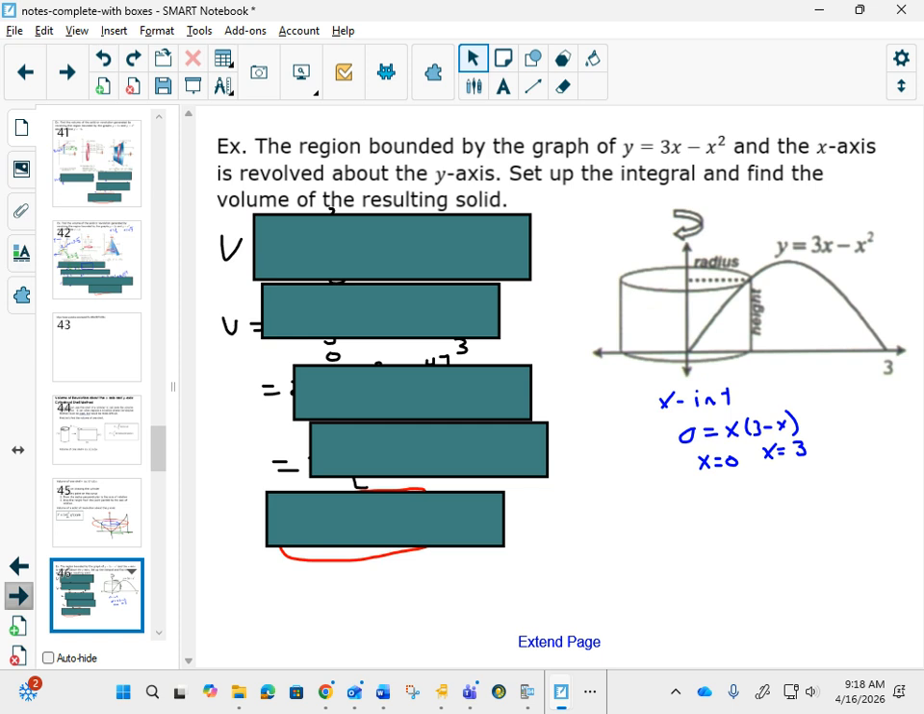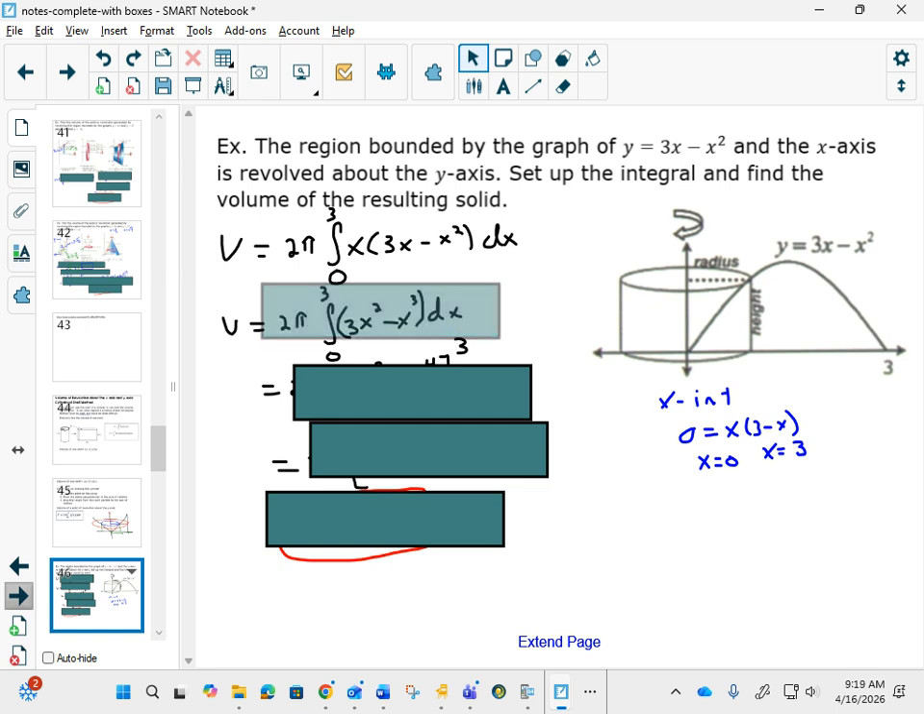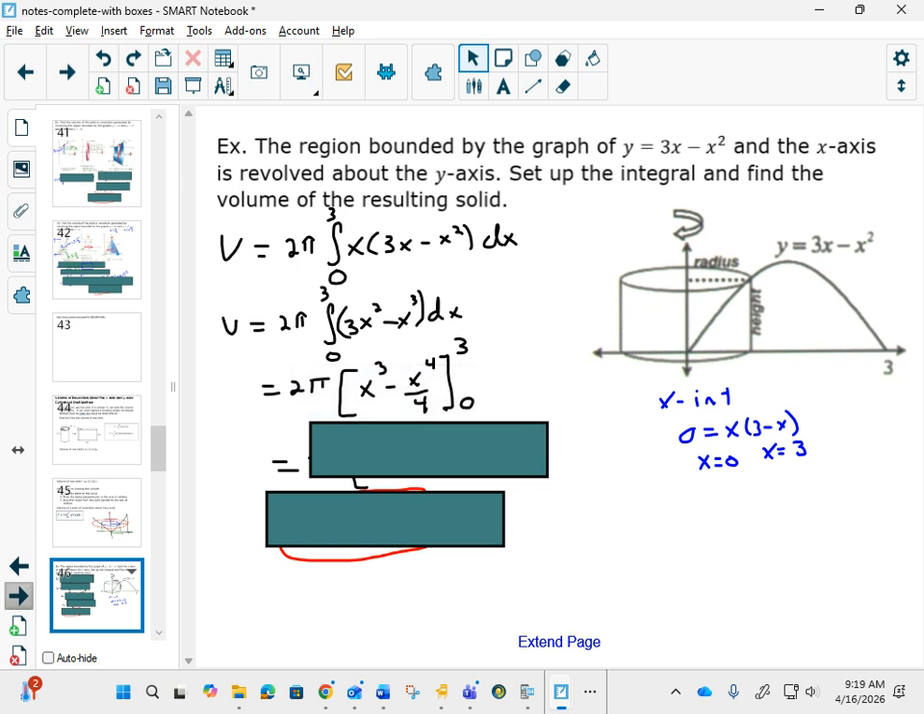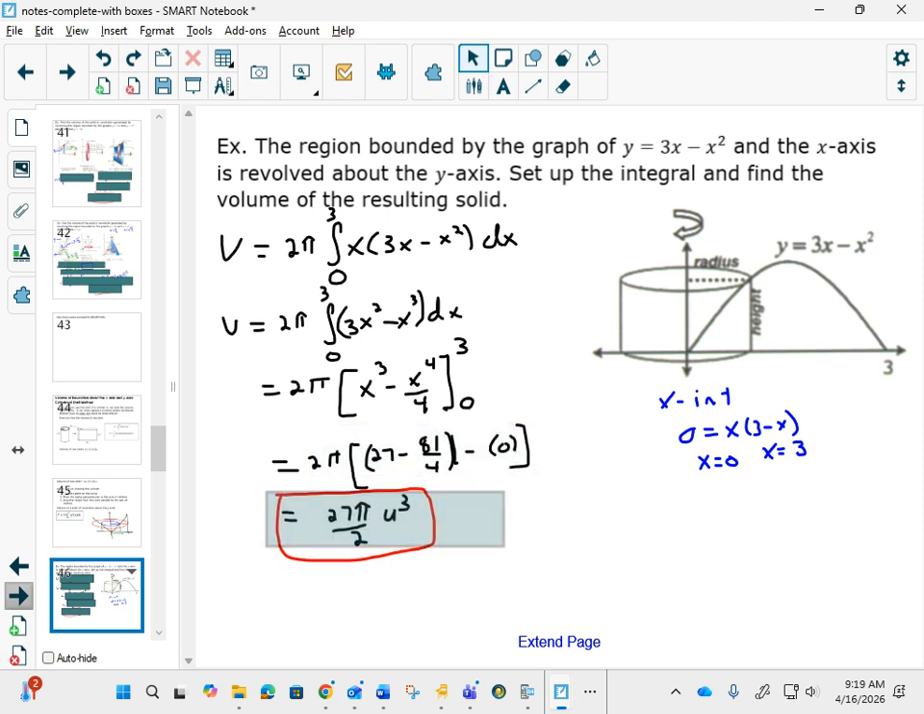So there is my cylinder. The 2 pi I can pull out in front. The circumference will be 2 pi. That's where the x comes involved. The height is my function, dx, and I'm going from 0 to 3. I can multiply that x through. Is this an easy integral to do? Absolutely. Plug in your values, we get our answer.